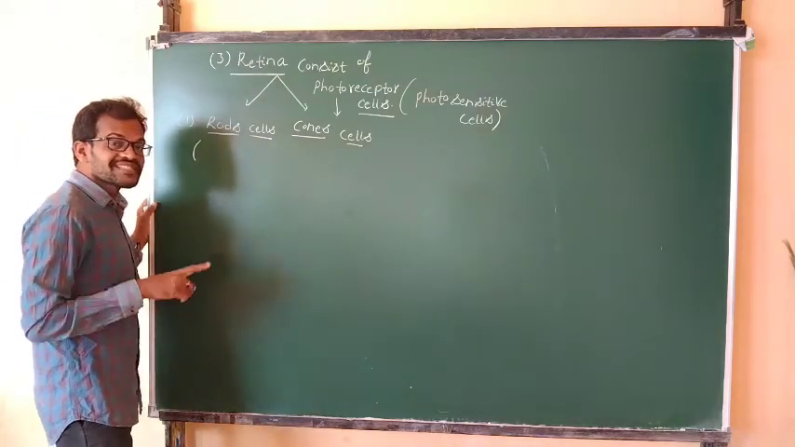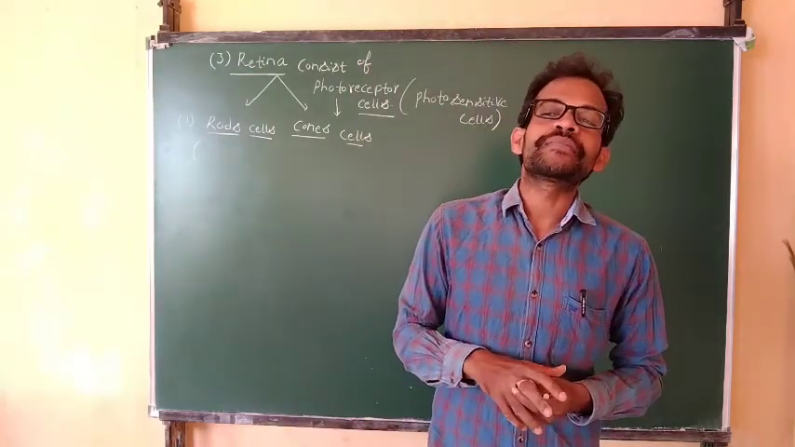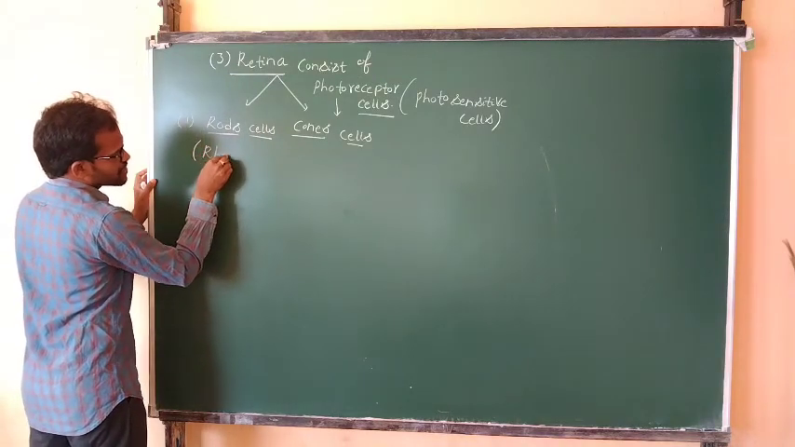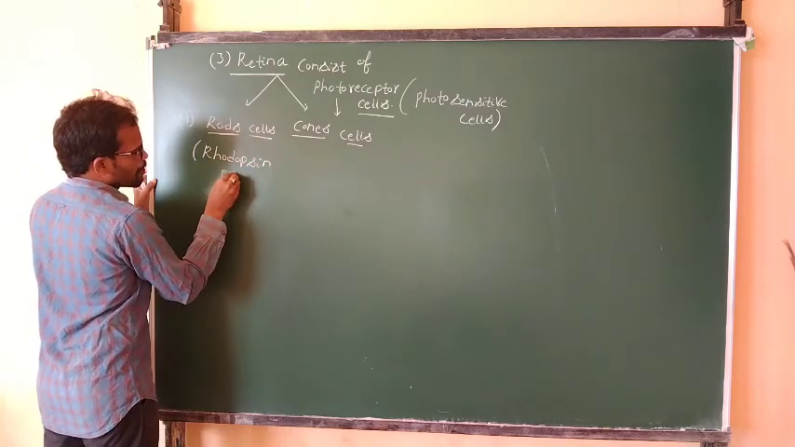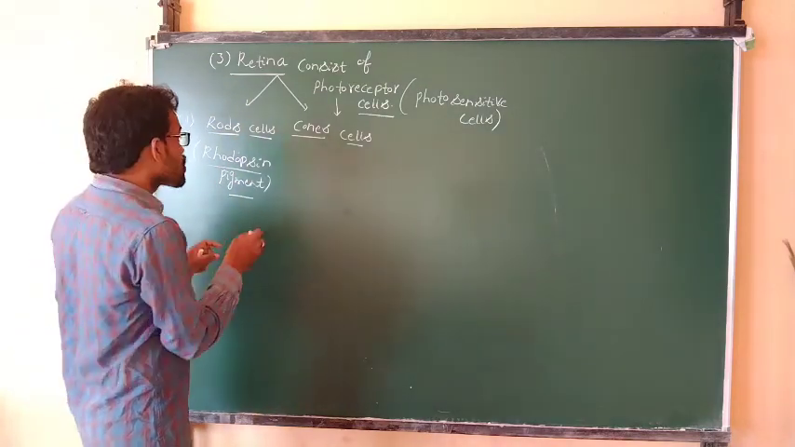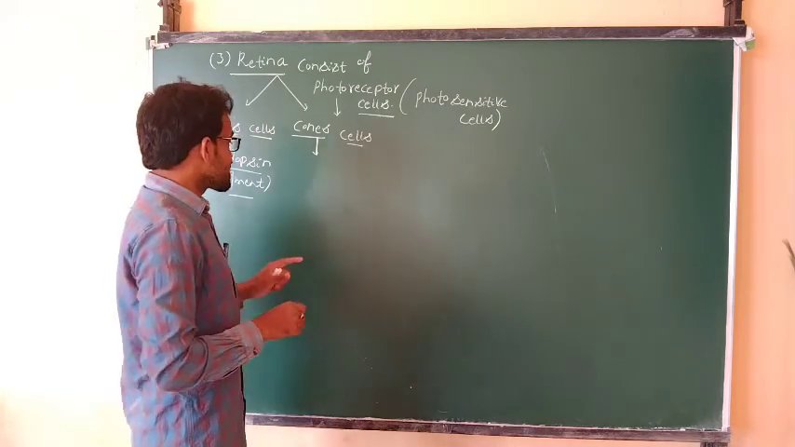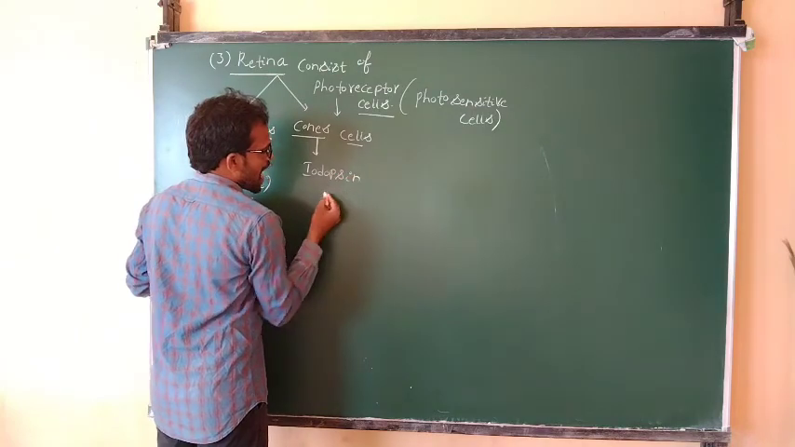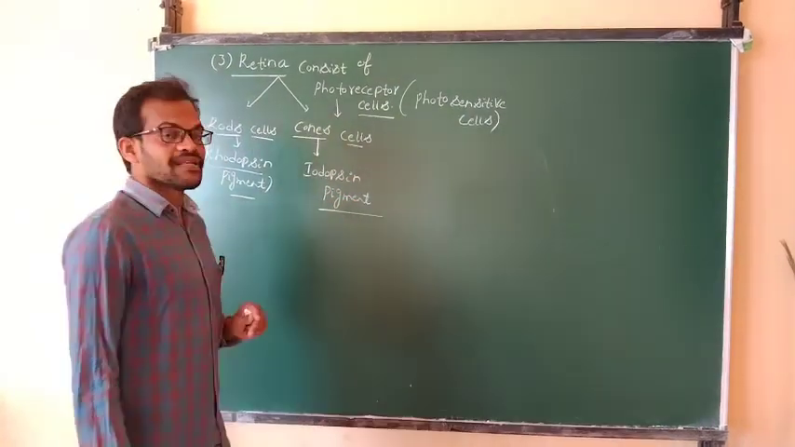The rod cells consist of one important pigment. It is known as rhodopsin. What is the pigment present in the rod cells? Rhodopsin. The cone cells consist of iodopsin pigment. What is the pigment? Iodopsin.